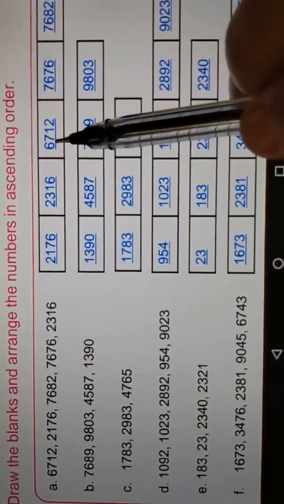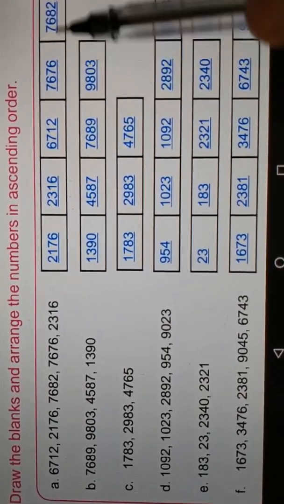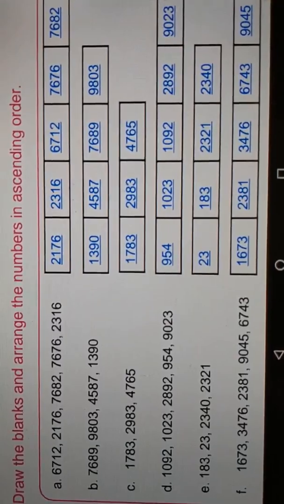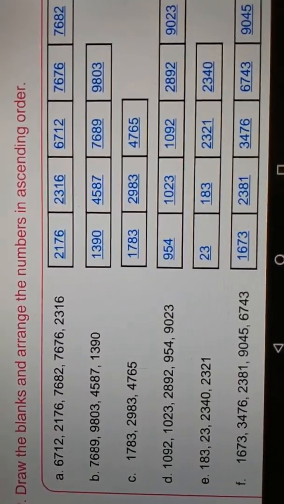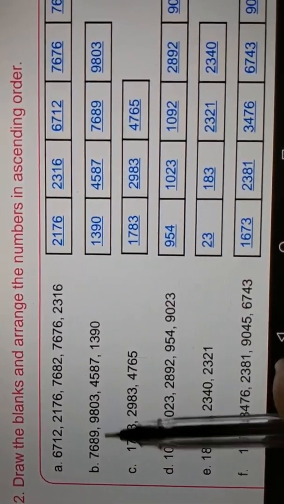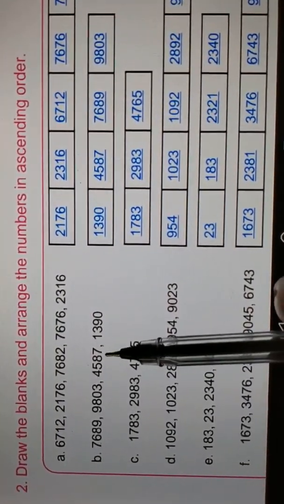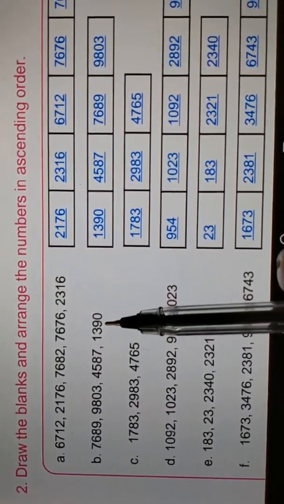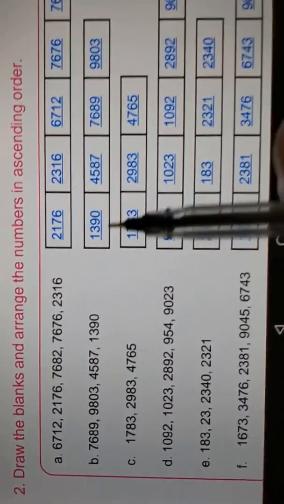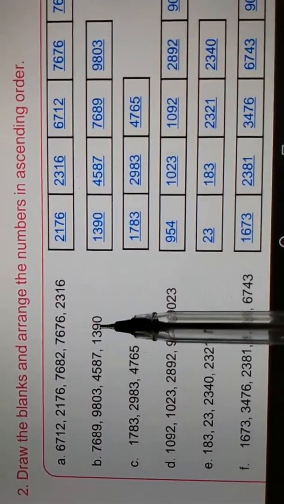2360, 6712, 7676, 7682 is it. Got it? Then next number is 7689, 9803, 4587, 1319 is it. So how many digits are there? 1, 2, 3 and 4 digits are there.